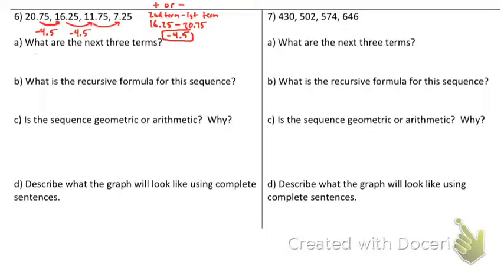But before we go on any further, if it's not adding or subtracting, there's a way to figure out if it's multiplying or dividing, to see what you're going to be multiplying or dividing by. So this is called the common multiple.